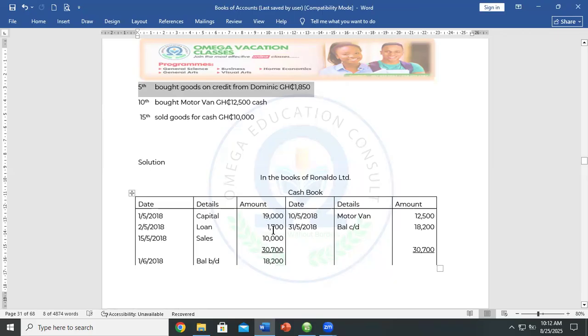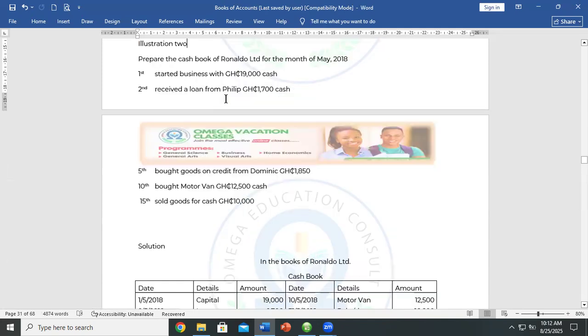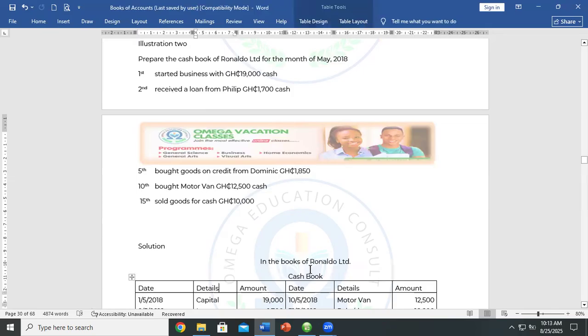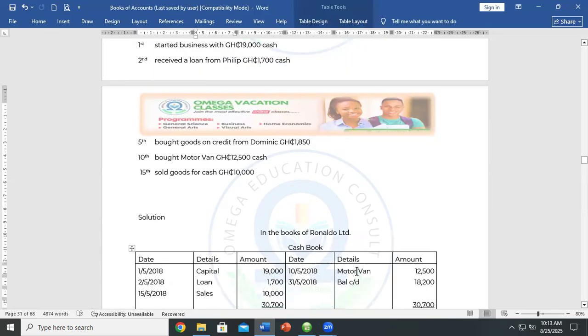Then we had on the 10th, because the 5th transaction is bought motor van. So this is a payment. So this one needs to be credited in your cash book. So the 10th May 2018, the details will be motor van. We purchased a motor van, 12,500. Then we have 15th, sold goods for cash. So there's a receipt that should be debited. Okay, so you debit receipt, you credit payment.